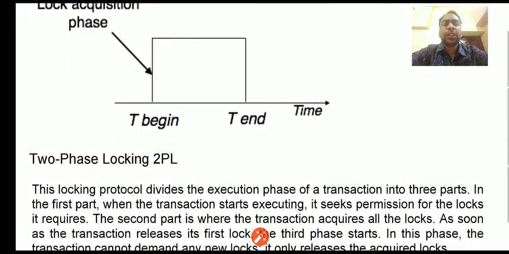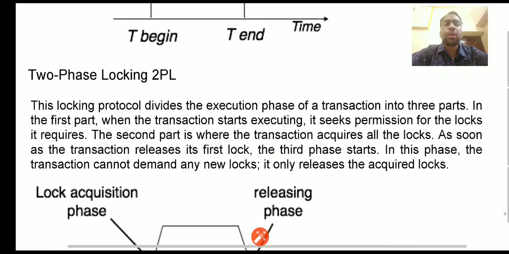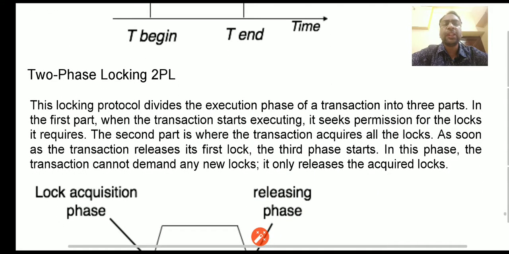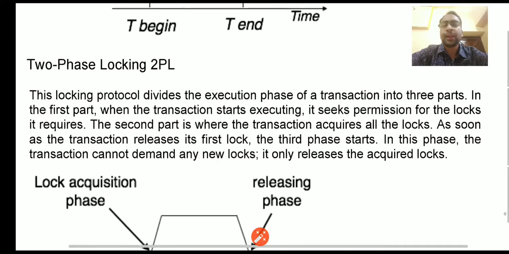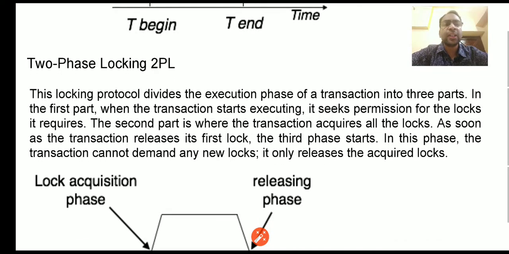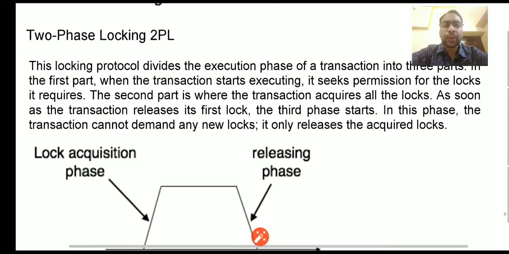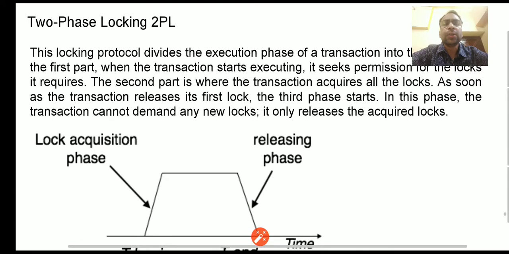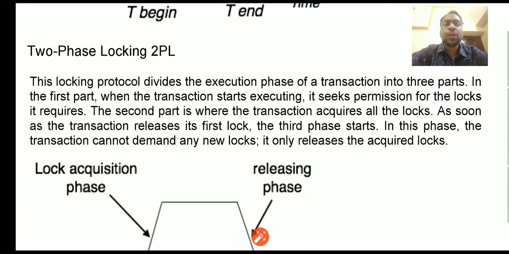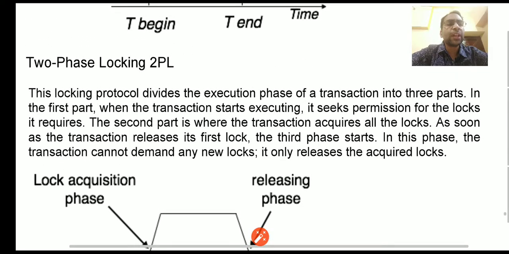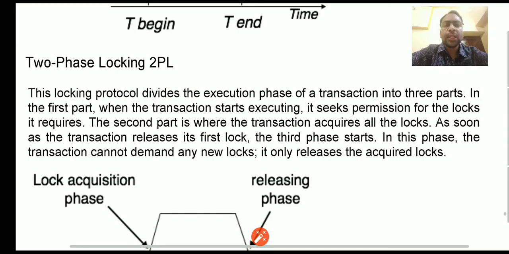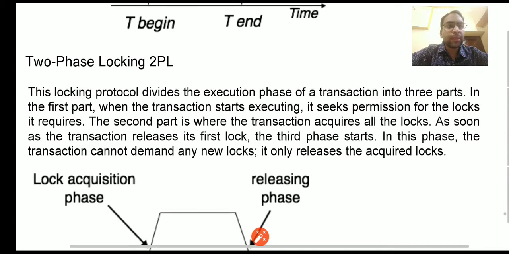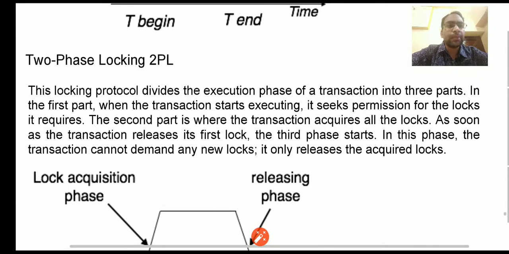Now the next, and this is one of the important stages also, is two-phase locking, also known as 2PL, where the locking is performed in 2 phases. One is called the acquisition phase and the other is called the releasing phase. So it divides the execution into 3 parts: the lock acquisition part, the execution part, and the third is the releasing part.